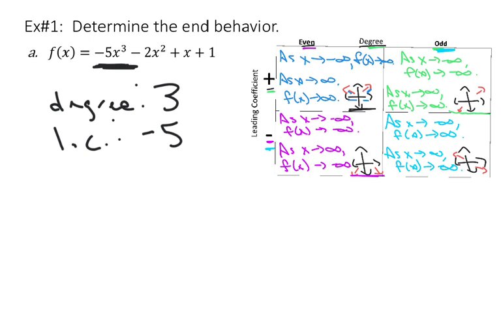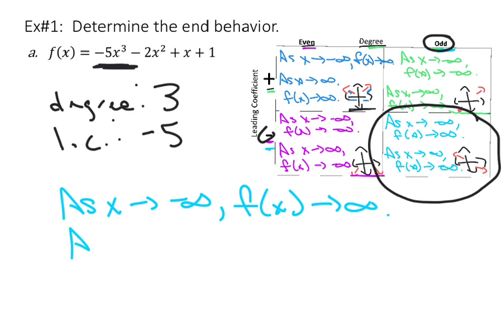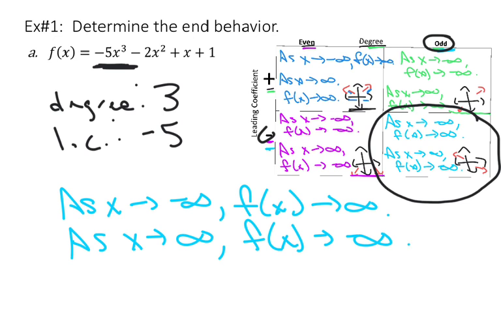So our degree is 3, which is odd. Our leading coefficient is negative. So odd and negative, that means we're looking at this example down here. So we're going to say for our answer then, as x approaches negative infinity, f of x approaches positive infinity. And as x approaches positive infinity, then f of x is going to approach negative infinity.